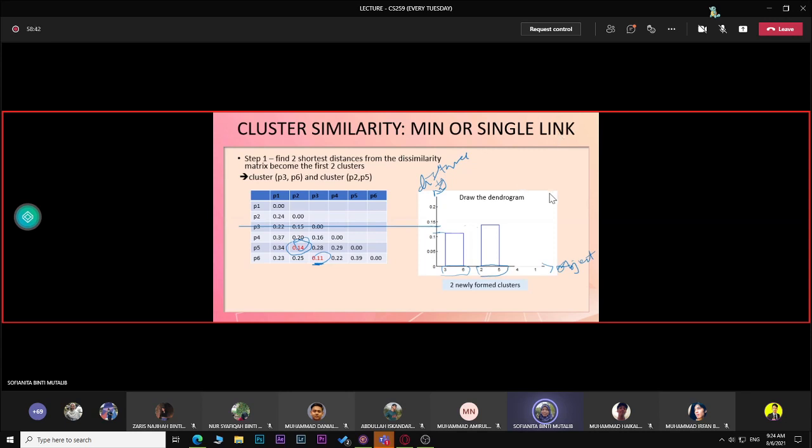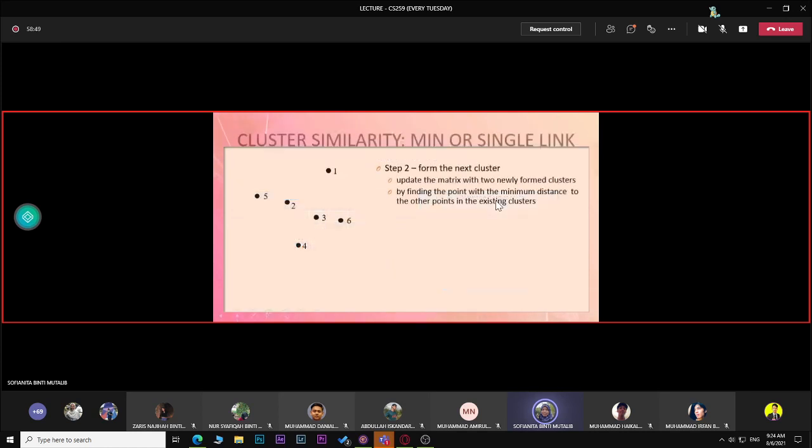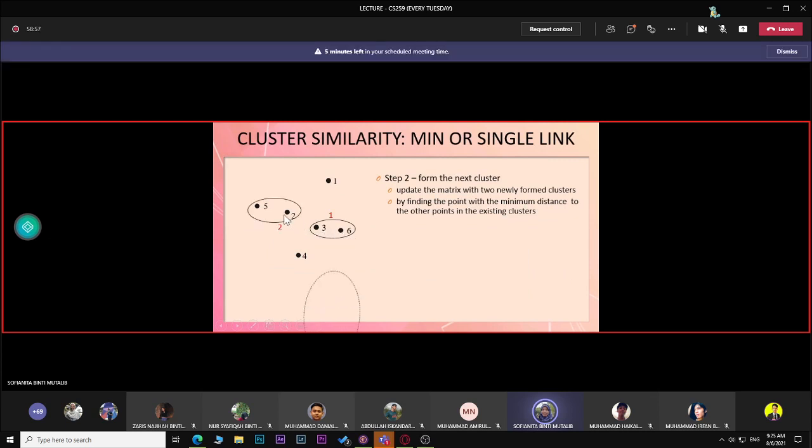So, selepas ini, step 2 adalah... Oh, dia tak nak bergerak. Sekejap. Next is update the matrix. So, we have combined 3 and 6. We have combined object 5 and object 2 into the same cluster. So we have to update the matrix.